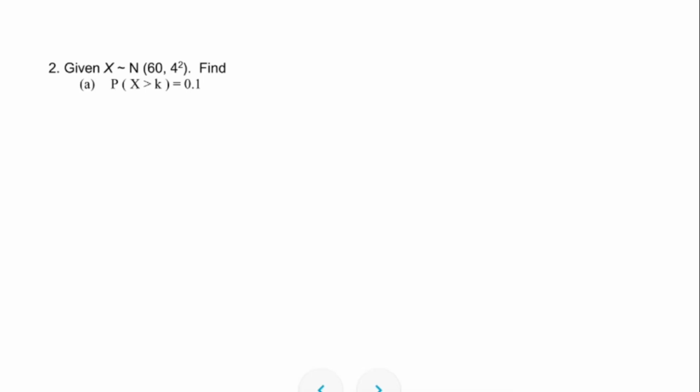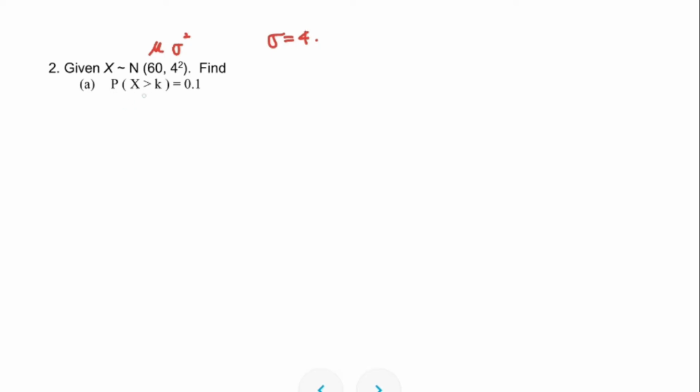Okay, now let's try this example. Given x with a normal distribution where mean equals 60 and variance equals 4 squared. So that means your standard deviation here is equal to 4, because the question is given in this form, 4 squared. So the standard deviation equals 4.